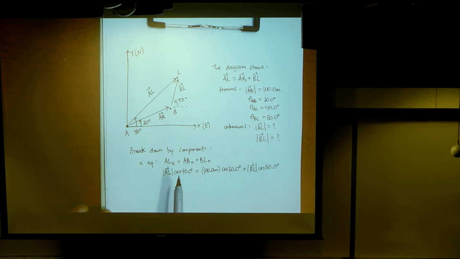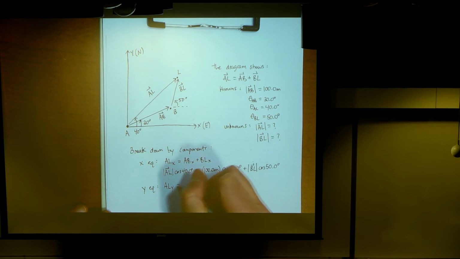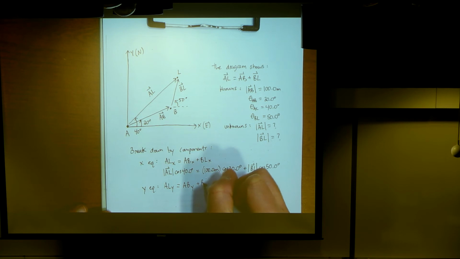Okay? Does that make sense what I just did? I'm just saying the x components have to follow our original equation. And I wrote out exactly what the x components are. I put in numbers where I could, and then where I didn't know the value, I left it as an unknown. Okay? So we could do the same thing for the y components, couldn't we? Which is just saying, AL y component equals AB y component plus BL y component.